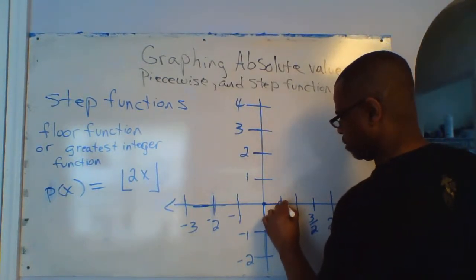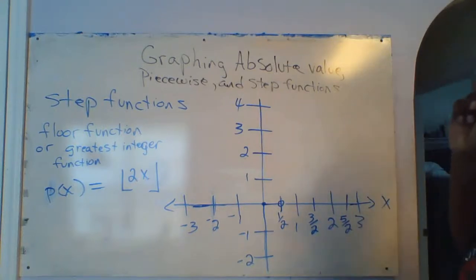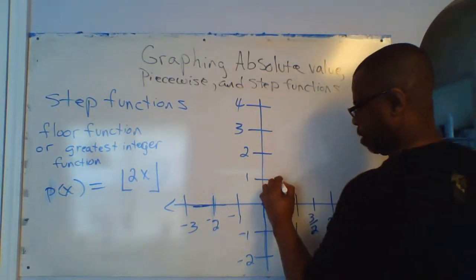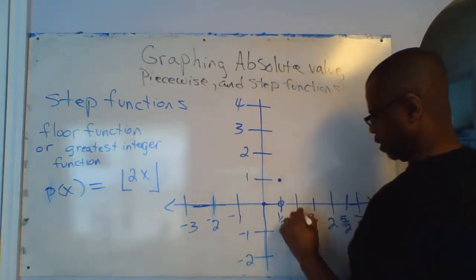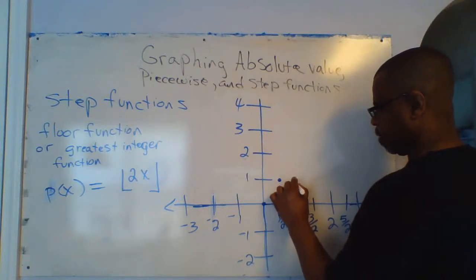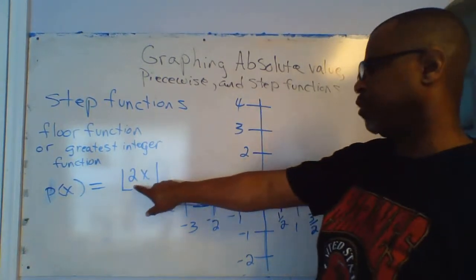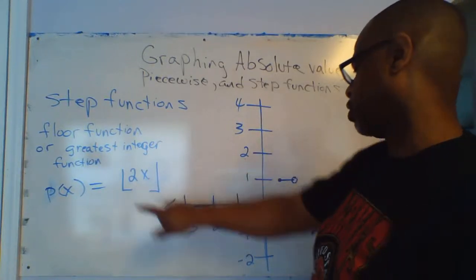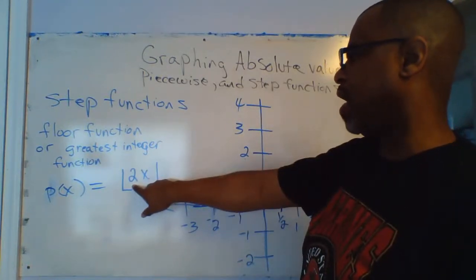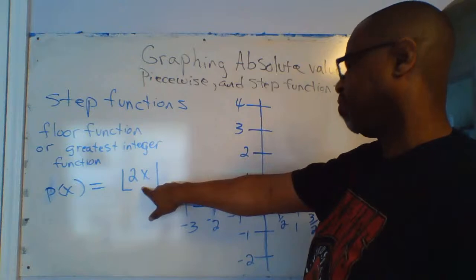So I'm going to open this, and then I'm going to go up 1. I'm going to close this. Then I'm going to open here. And the reason why you do that is because you want this to be a whole number. So if I plug in 1/2 times 2, that'll give me 1, wouldn't it?